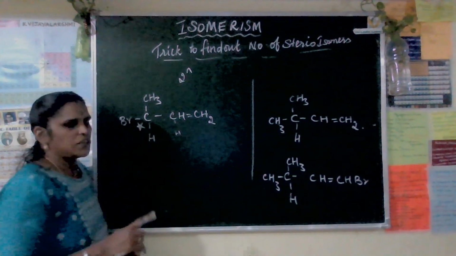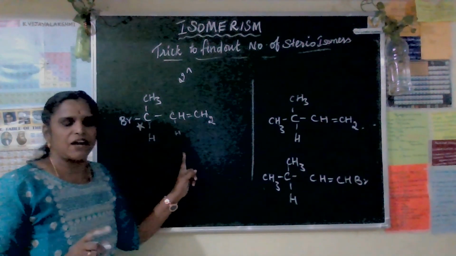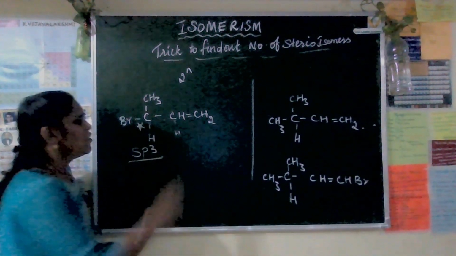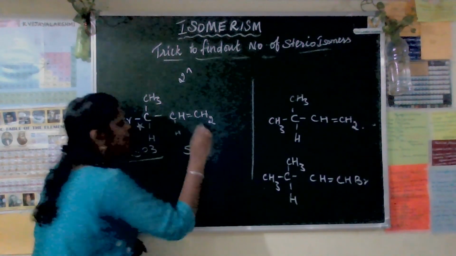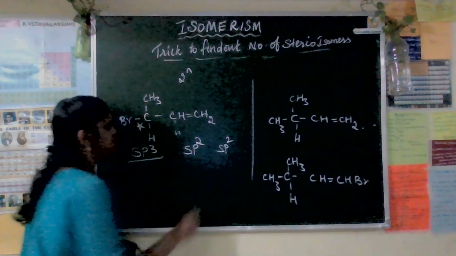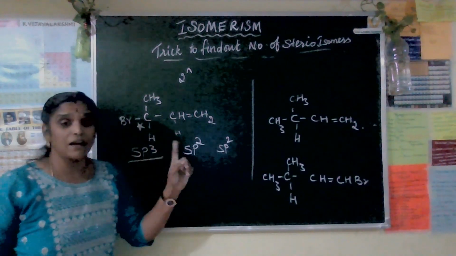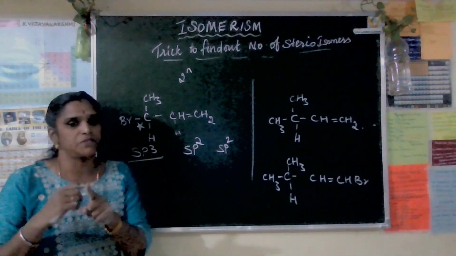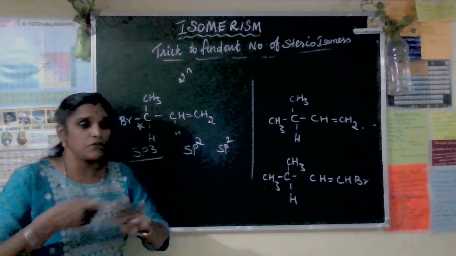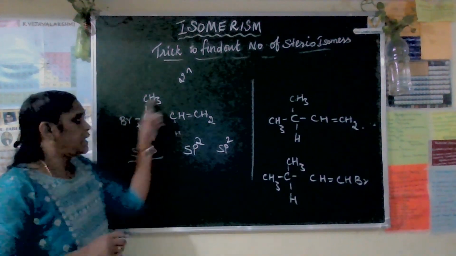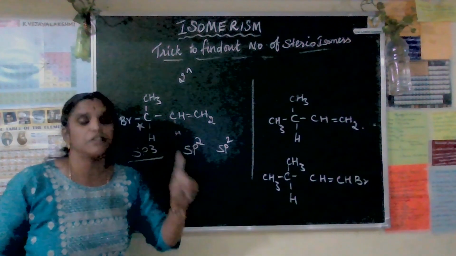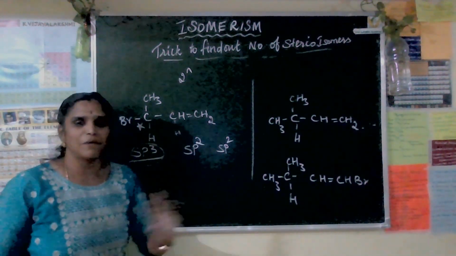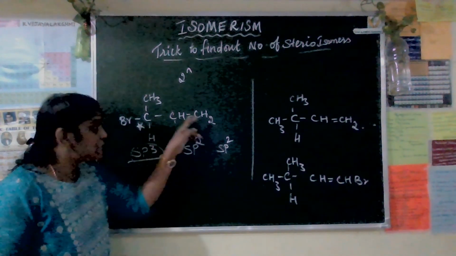One more thing: the main condition for a chiral carbon is that it should have sp3 hybridization, whereas here it is sp2 hybridization, and this also is sp2. A chiral carbon is tetrahedral, sp3, because the carbon is connected with four different groups or atoms. Each one will be different, so only sp3 hybridization is possible. A double bond or triple bond will not be possible for this.